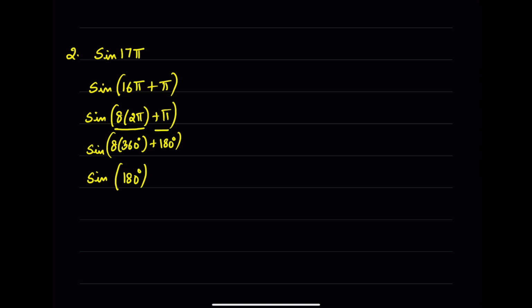So what is sine of 180 degrees? We can write this as sine of pi plus x. Sine of pi plus x is third quadrant, so this will be minus sine of x, which is minus sine of 0 degrees, which is equal to 0.